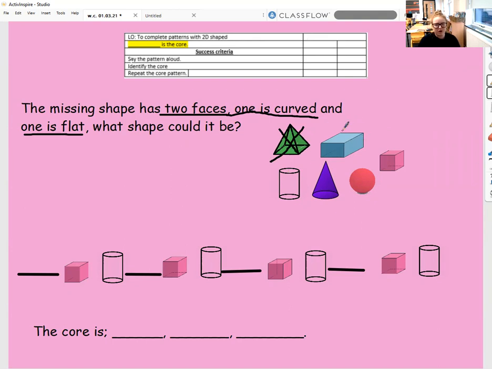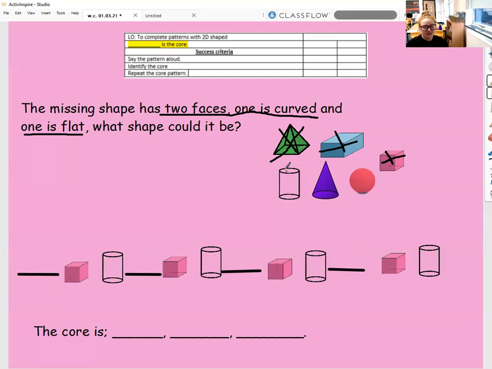I know my cuboid has 6 faces, 6 flat faces. Could my missing shape be a cuboid? No, because we are looking for 2 faces, one curved and one flat. I know my cube also has 6 faces. Could it be a cube? No, because we're looking for a shape with 2 faces.